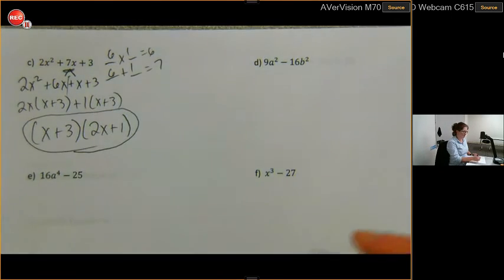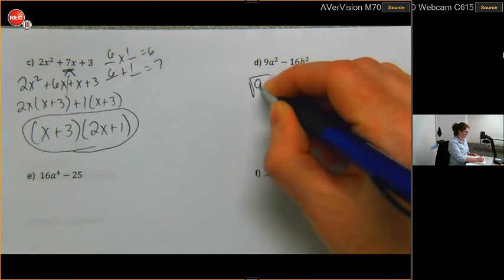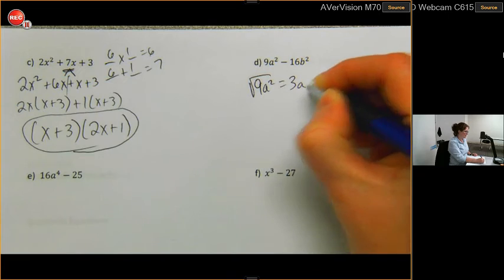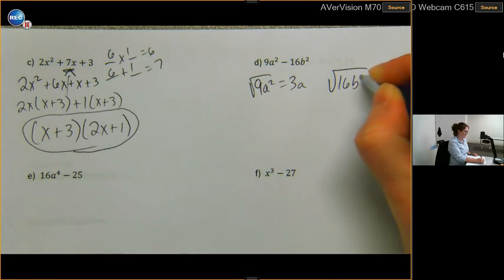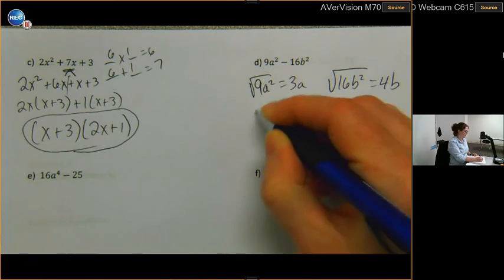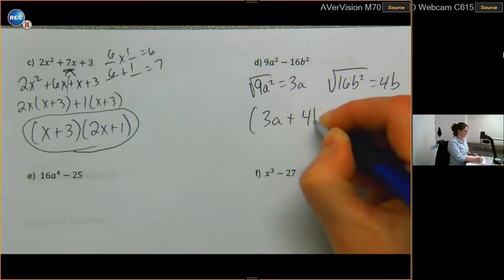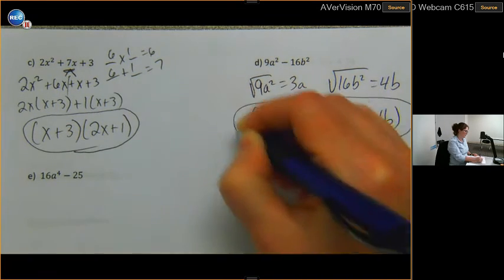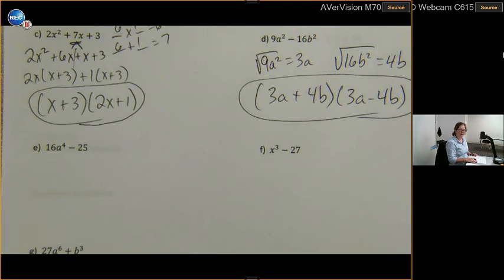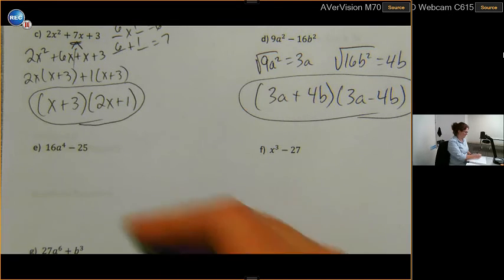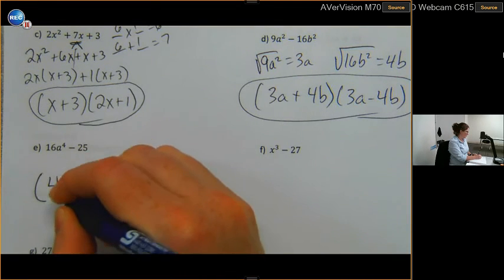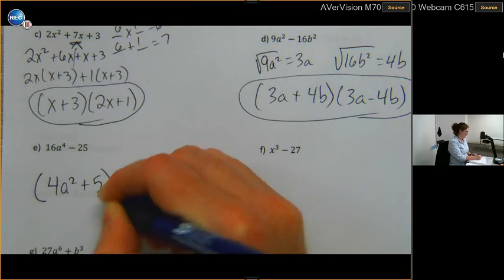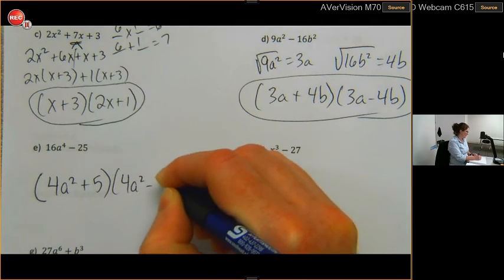Part D is a squares pattern. The square root of 9a squared is 3a. The square root of 16b squared is 4b. So we have 3a plus 4b and 3a minus 4b. Letter E is another squares pattern. We have 4a squared plus 5 times 4a squared minus 5.